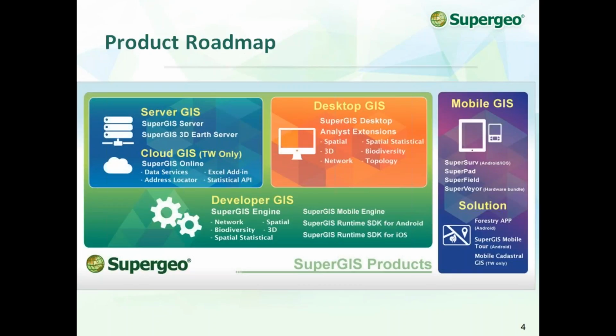So here I would like to show you the products roadmap of SuperGIS. SuperGIS complete solution covers from server, desktop to mobile GIS. Therefore, users of SuperGIS can collect field data by our mobile GIS and then edit and analyze this data with desktop GIS. And finally, publish and share your results with others by our GIS server. And moreover, for programmers and software developers, we also have developer GIS that can help you to do customization. And today, we are going to focus mainly on SuperGIS Desktop.